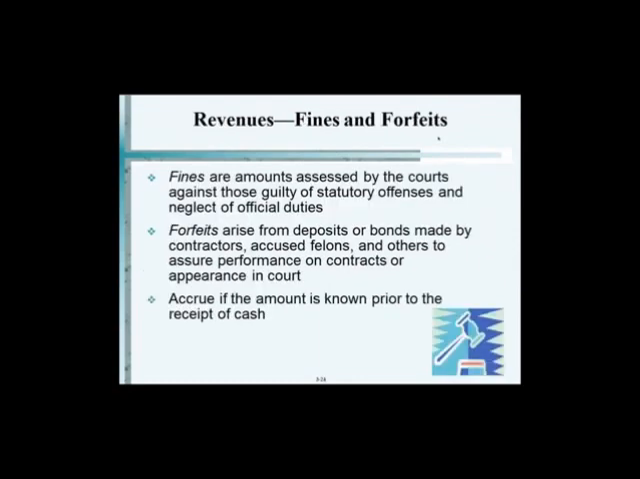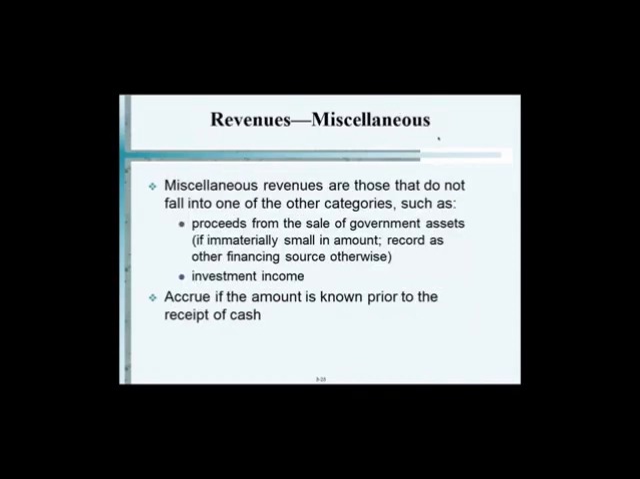Why are we going through all of this? Just to figure out how to book the revenue. Fines and forfeits. Again, this is the rule. We won't spend much time on it because it's not material. Okay.